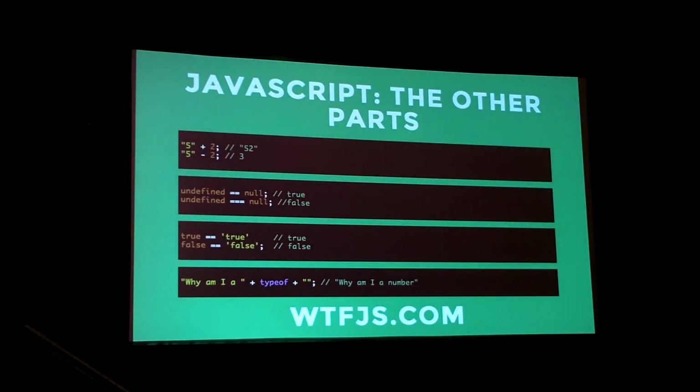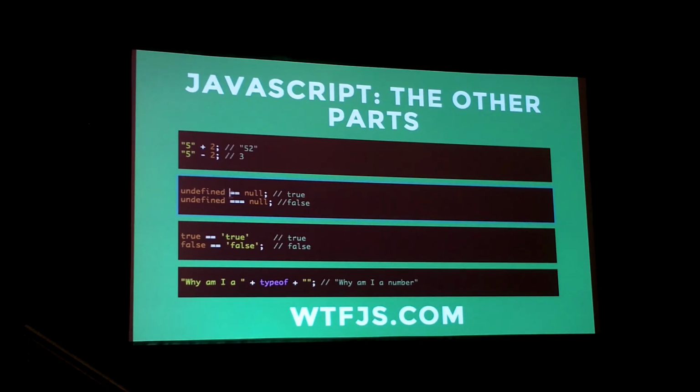There's a lot of weird little quirky behavior bits with JavaScript as well. Here's a few of them I'll just run through quickly. 5 as a string plus 2: the plus is also used for concatenation of strings, so it just converts the 2 to a string and returns this 52 string. But 5 minus 2, it's actually assuming that it's a mathematical operator, so it converts it to an integer and then does the subtraction. So that's a little bit weird.